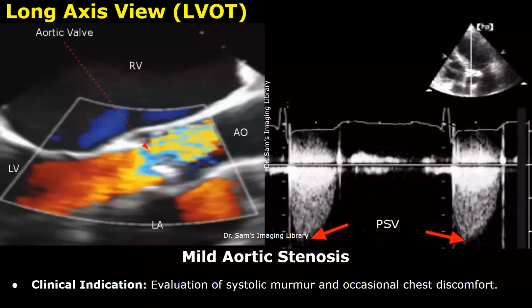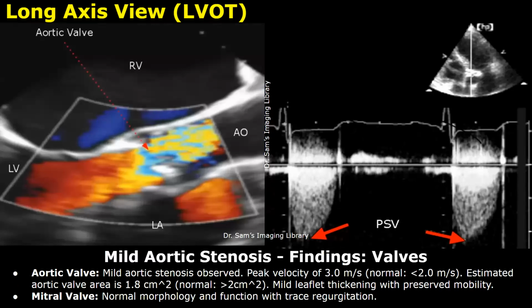Here is a case of mild aortic stenosis. Clinical indication is evaluation of systolic murmur and occasional chest discomfort. These are the findings of the valves. Aortic valve, mild aortic stenosis observed, peak velocity of 3 meters per second, which is more than the normal value. Normally it should be less than 2 meters per second.